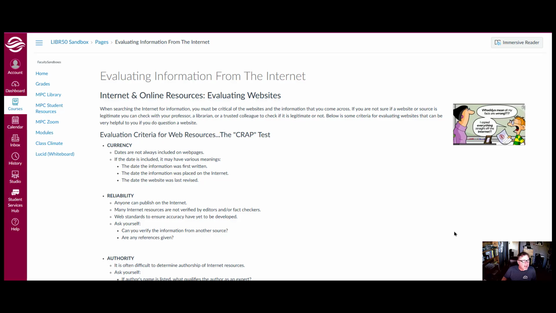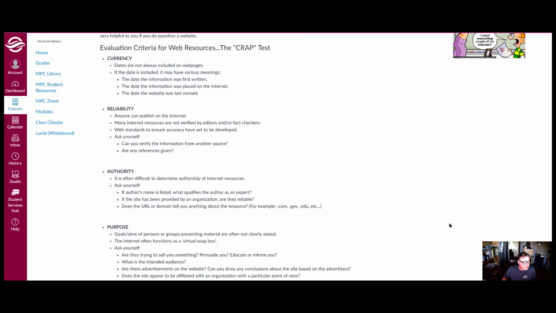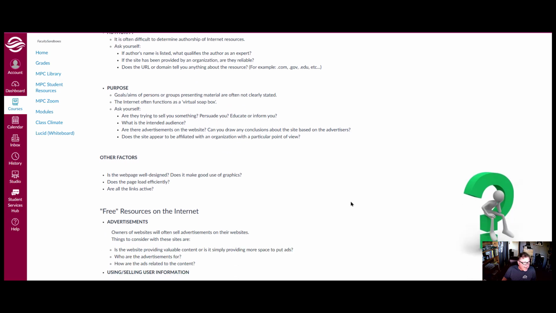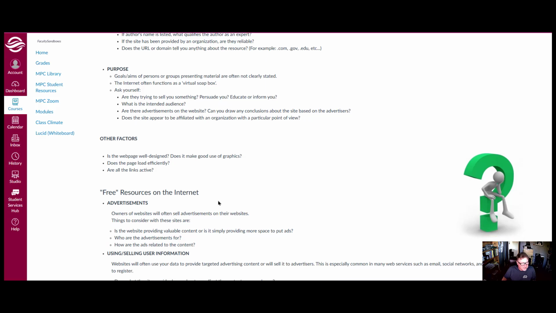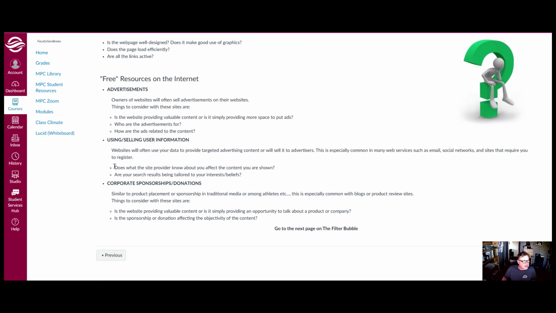And I also talk about evaluating information from the internet. So again, evaluating stuff, you use the CRAP test, which you'll be using in the assignments also. Currency, reliability, authority, and purpose, and other factors about the design of the web page, are the links active, et cetera, et cetera. So this is information that you'll be using when looking at websites, things to keep in mind.